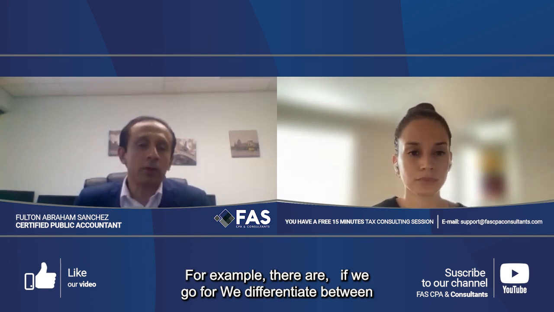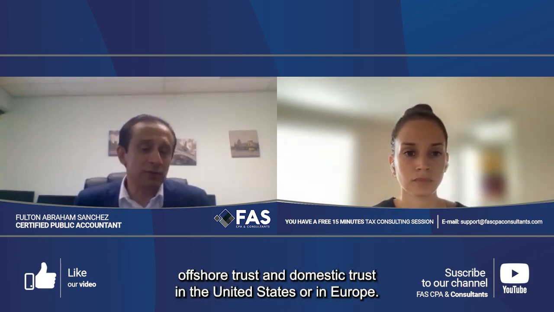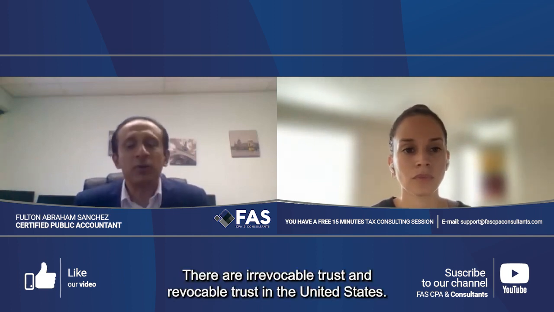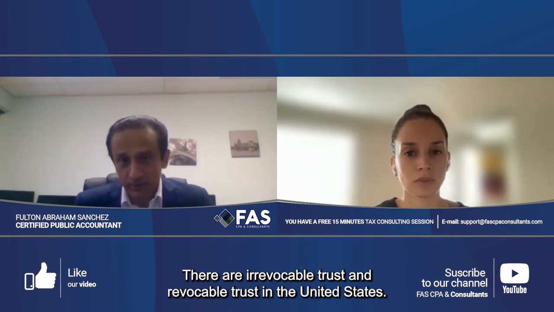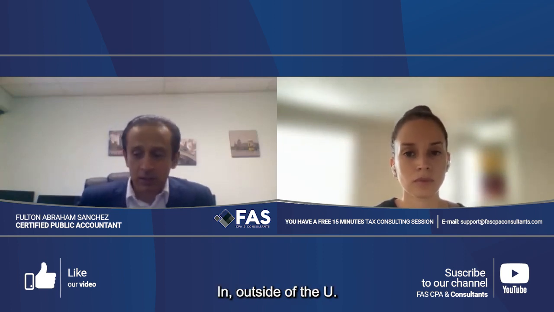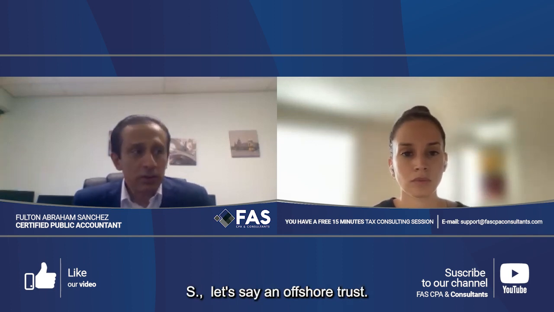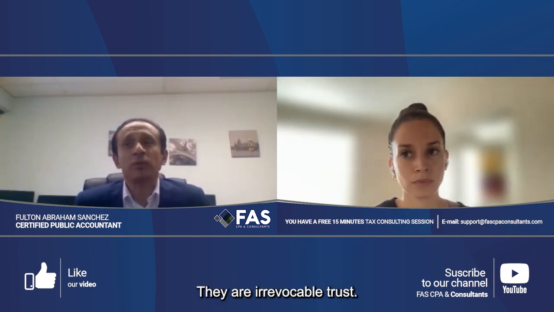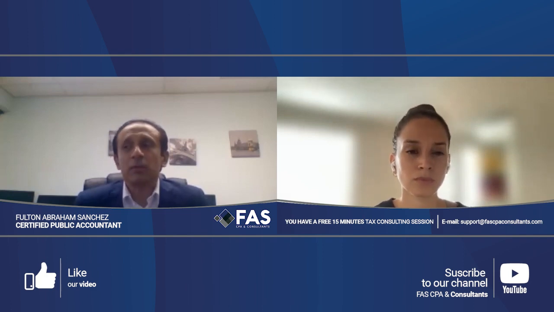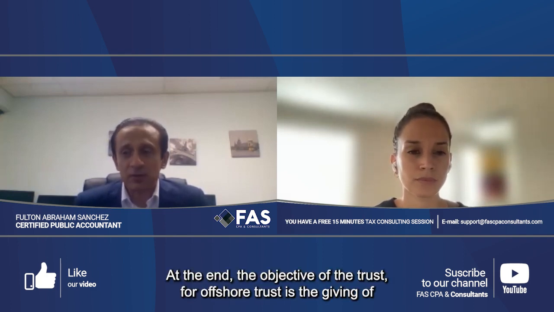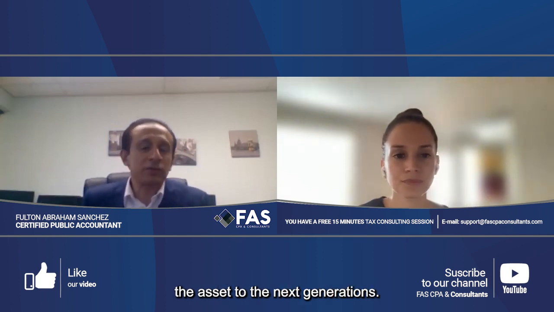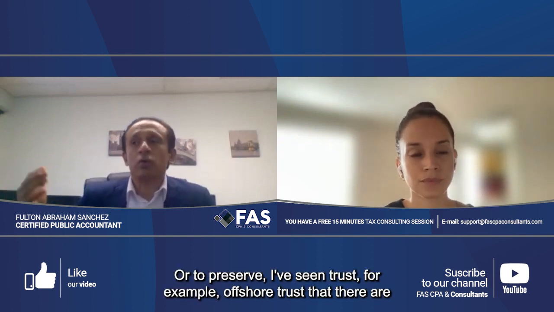We differentiate between offshore trusts and domestic trusts in the United States or in Europe. There are irrevocable trusts and revocable trusts in the United States. Outside of the US, let's say an offshore trust, they are usually done irrevocable. There are also revocable trusts, but at the end, the objective of an offshore trust is the giving of the asset to the next generations, or to preserve.